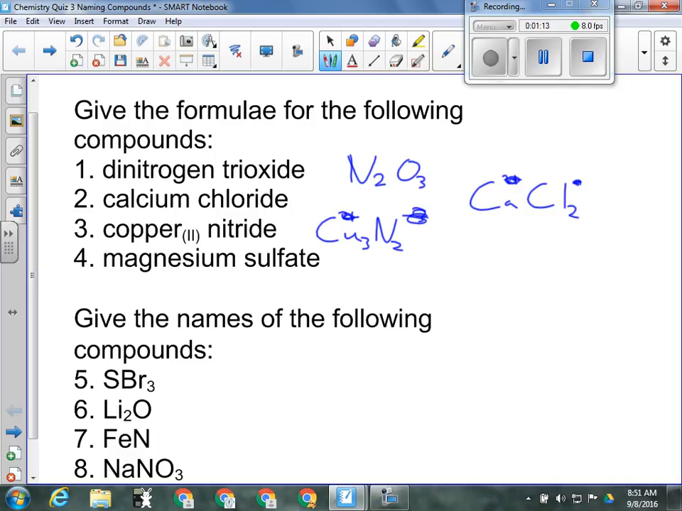And the last one, magnesium sulfate. Also an ionic compound. Magnesium is Mg and it's 2+. Sulfate is a polyatomic ion, and its charge is 2-. Therefore, they cancel out, and we're left with MgSO4.